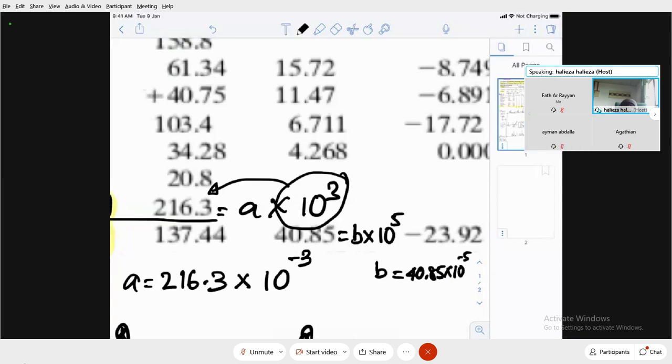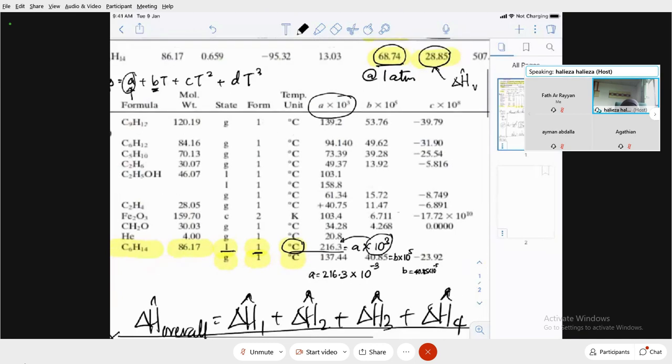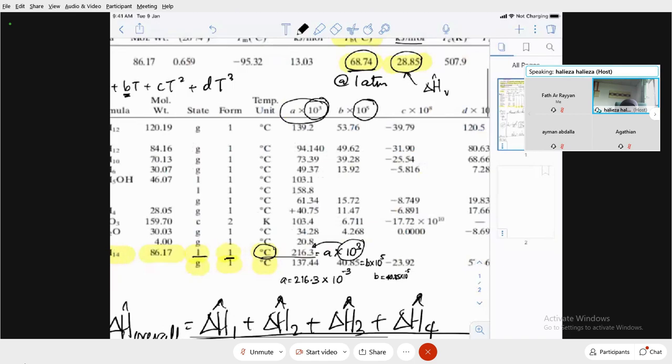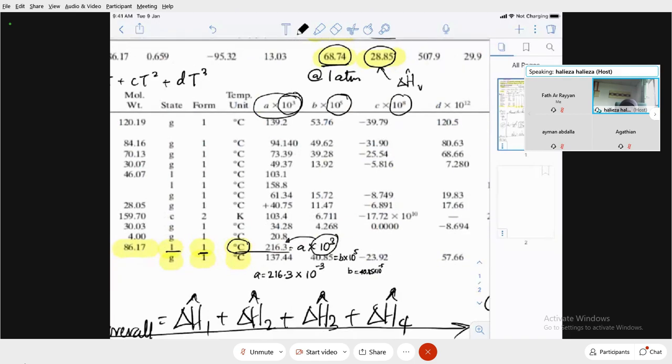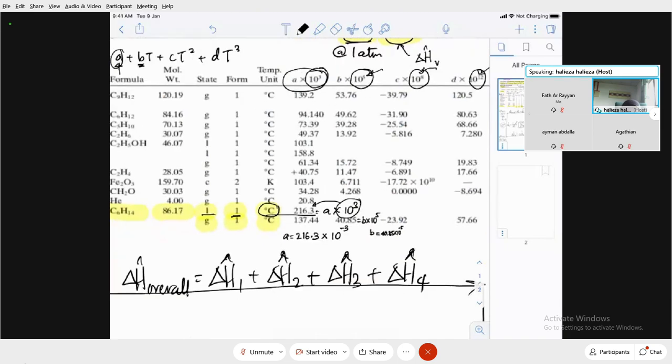Please bear in mind, though it is written over here times 10 to the power of 5, times 10 to the power of 3, times 10 to the power of 8, times 10 to the power of 12, when you write it inside your equation, it should be times 10 to the power of negative, whatever there is. For example, here, times 10 to the power of negative 5, times 10 to the power of negative 8, times 10 to the power of negative 12. So now, let me erase this because I need to tidy it up.